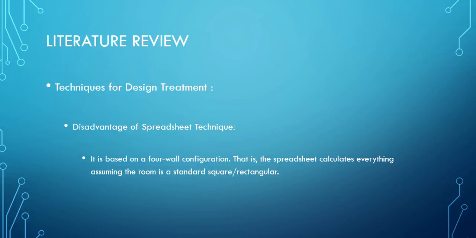So what do you do if you do not have a square or rectangular room? You can always use the overall volume of the room, but still it's not as accurate because you need to know how the walls are positioned and placed, because that's how the sound is reflected.